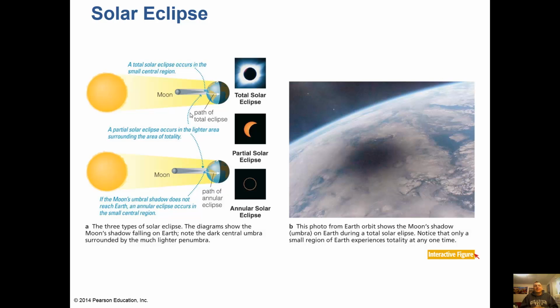In a solar eclipse, we have the opposite. This is when the moon blocks the sun from the Earth. And it just so happens, by coincidence, that the sun and the moon are about the same angular size in the sky, about 1/2 degree. And so when the moon blocks the sun, again we have a small shadow cast onto the Earth. And so this picture here is a picture of the shadow of the moon cast onto the Earth.